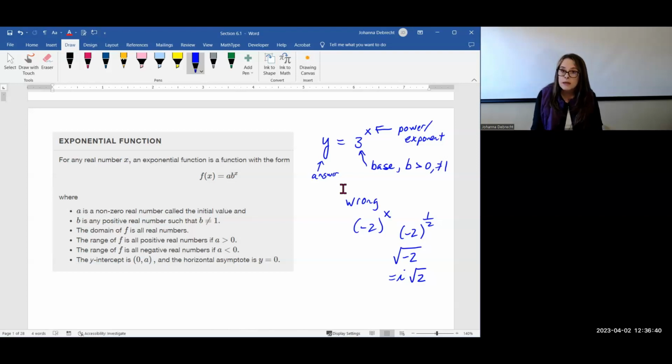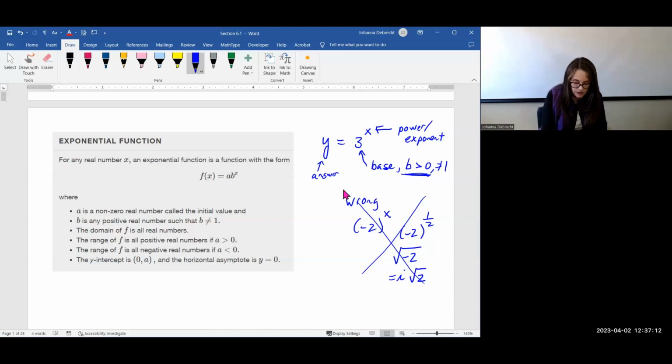Now the power can be negative, but the base has to be positive, right? So we're not going to do this here. We're going to force the base to be strictly greater than 0. And because the base is strictly greater than 0, that means we can't get a negative for the answer. So because the base is strictly positive, the answer is also strictly positive. The only thing that can be negative or 0 is the power, right?